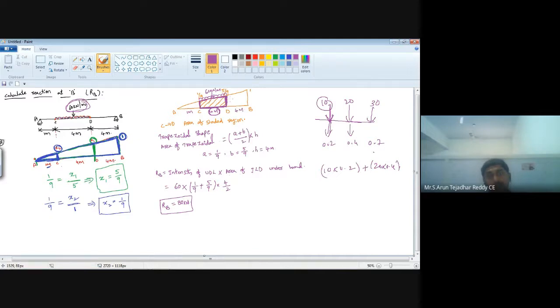We have a UDL. So first of all, consider the UDL portion. Then we'll get one shape. Based on that shape, we have one formula. All of you take a screenshot here.